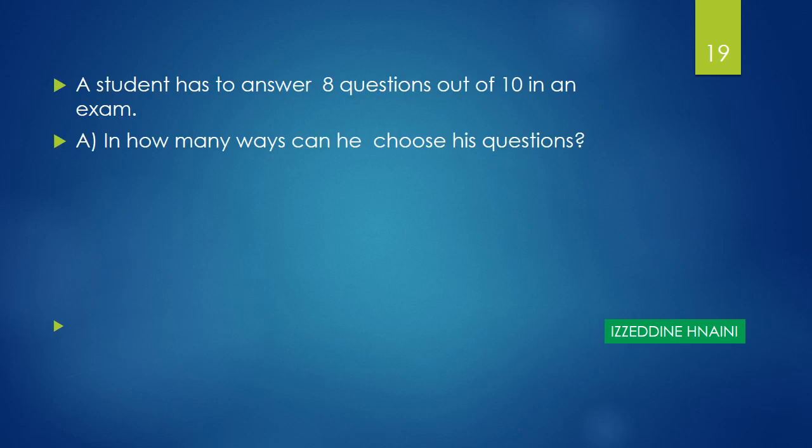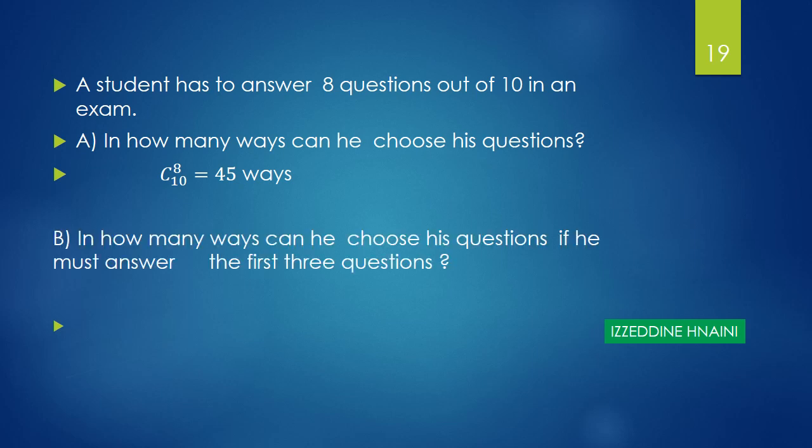A student has to answer 8 questions out of 10 in an exam. Here, choosing the questions, the order is not important. If we choose the first question or the second or the fifth or the seventh, etc., the order is not important, so we use combination C8 out of 10, that is 45 ways.